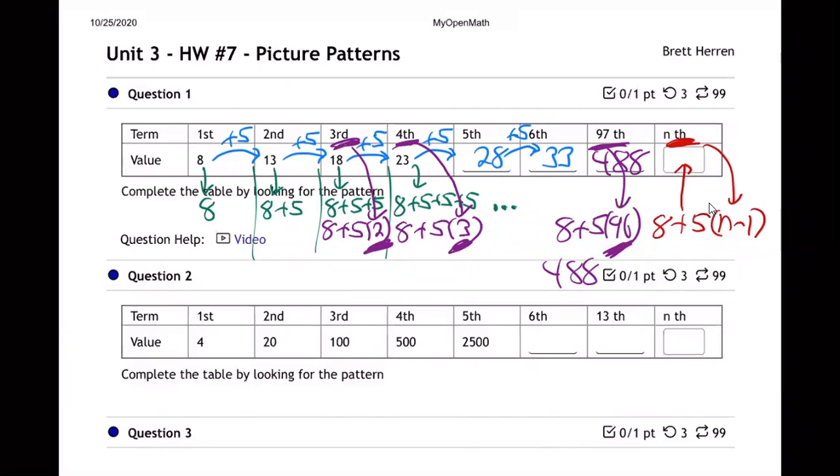That's the pattern. It's always 1 lower than the number. So 1 lower than n is n minus 1. That's how we write that.